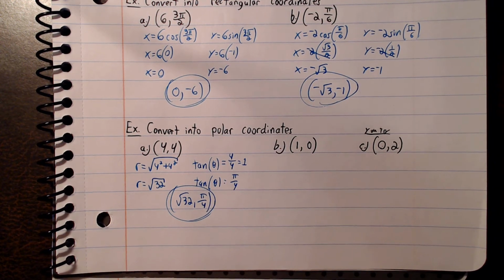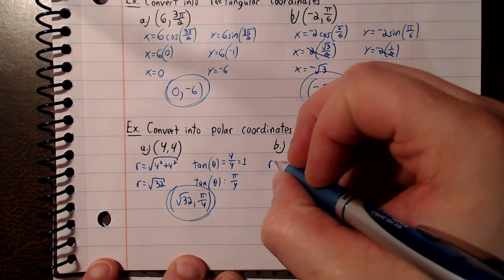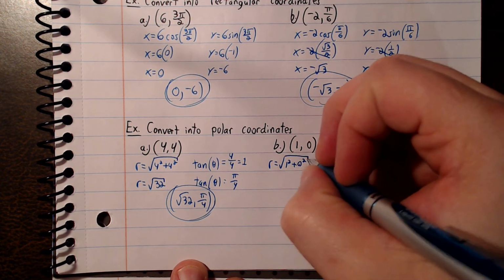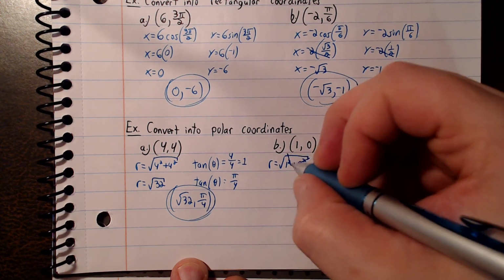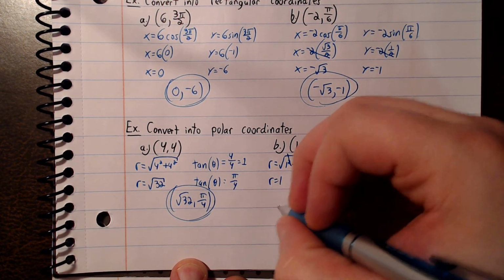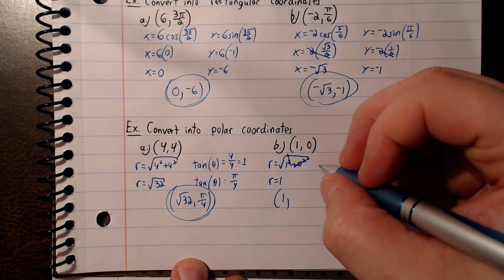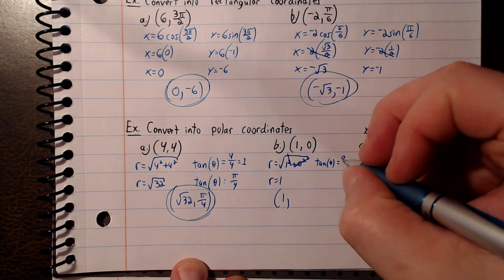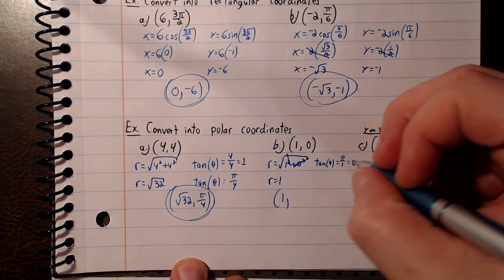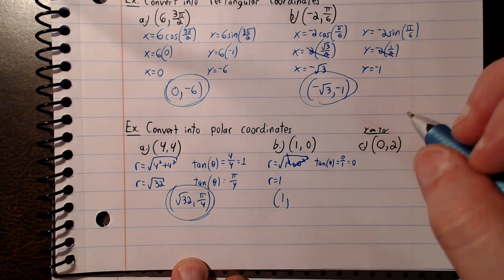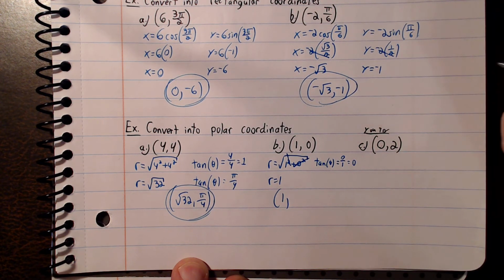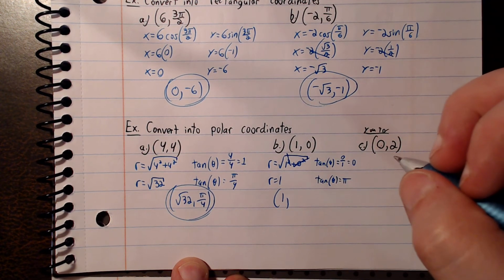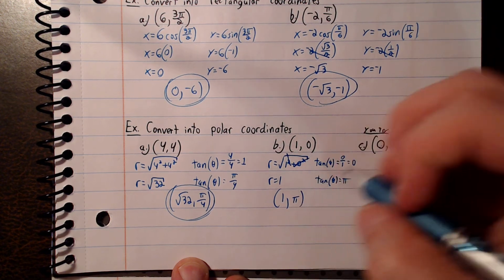Another one here. r equals square root of 1 squared plus 0 squared. That's nothing. Square root of 1 squared, that's just going to give us 1. Tan theta equals y over x, so 0. When is tan equal to 0? That usually happens at pi. So it looks like this coordinate's going to be 1 and pi.